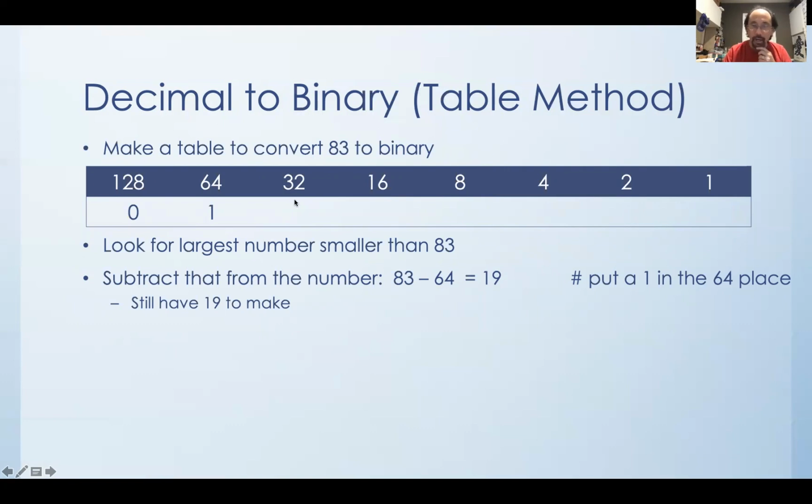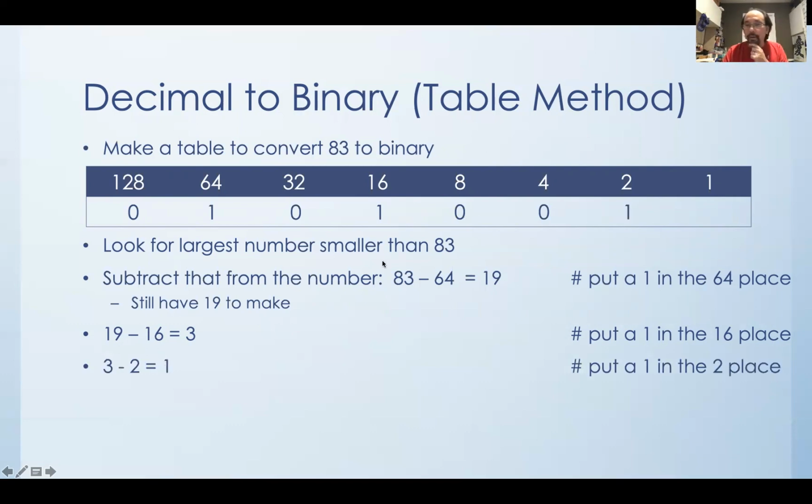Okay, so I look back up here. I don't want to put a 1 here, but I will put a 1 under the 16. So now I subtract again, 19 minus 16. Now I only need to represent 3 more. So I don't want to put a 1 here, don't want to put a 1 here. I'm going to put a 1 right there. I now need to represent 1 more value, and I put the remaining 1 over here to finish it off, and I'm done representing the number 83. This is the binary version. This is what's called the table method.